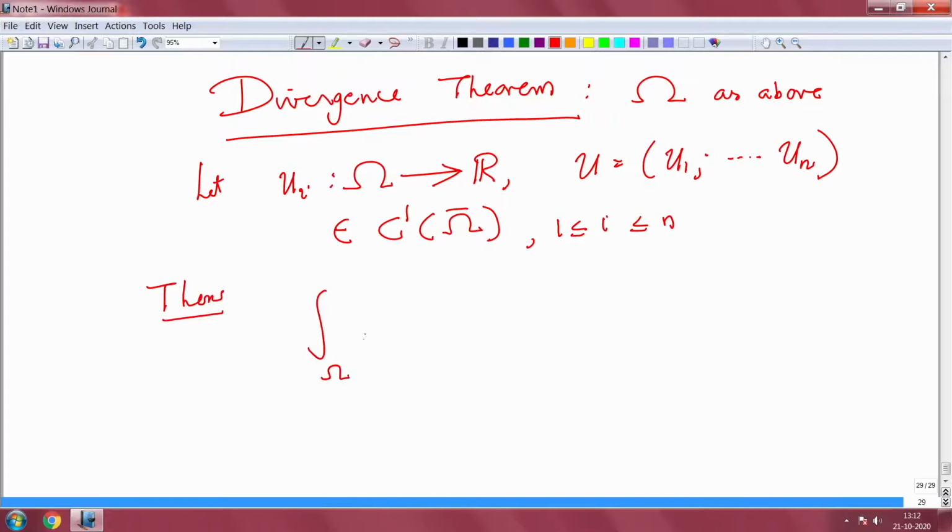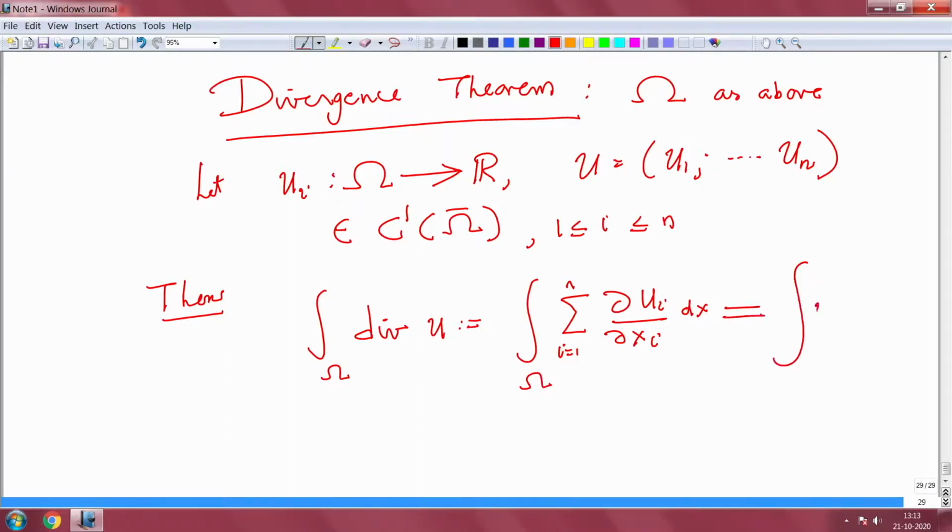Then the integral over Omega of the divergence of u. What is the divergence of u? You would have studied it, but by definition it is the sum of dui by dxi, i equal to 1 to n, dx. This is the n-dimensional integration over Omega. So the theorem is this one: the integral of u dot nu, and this is the surface integral over the boundary.